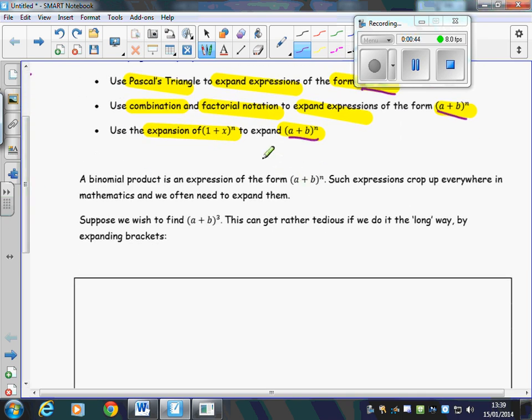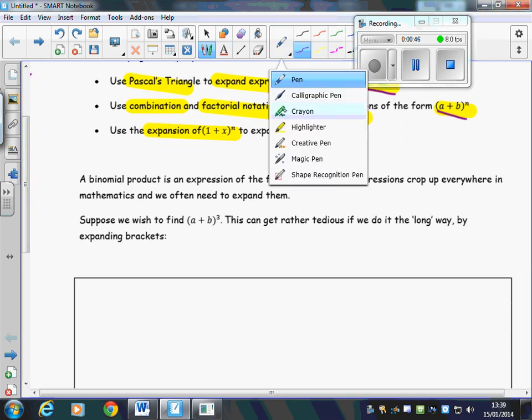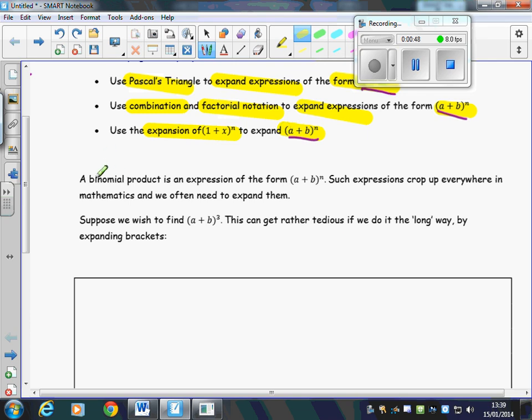So this is actually a binomial product, which is the expansion of the form a plus b to the power of n. Such expansions crop up everywhere in mathematics as we often need to expand them. So suppose that we wish to expand a plus b to the power of 3. So this is a plus b to the power of n, where n is equal to 3.